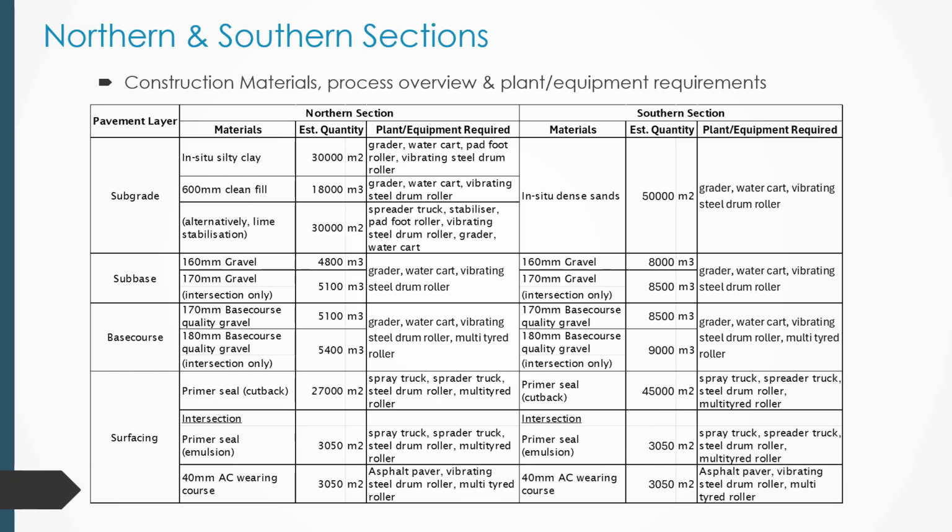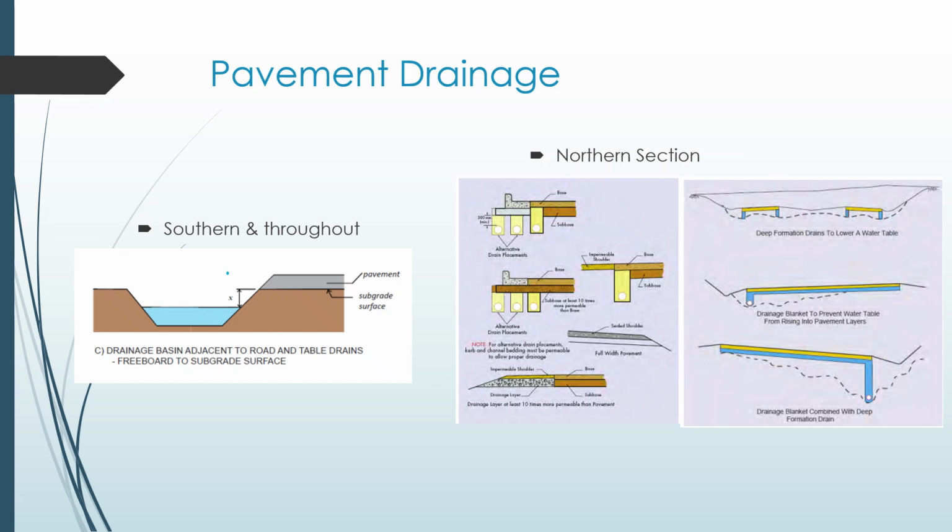So pavement drainage required throughout the project will consist of roadside open drains, similar to what's shown on the left hand side there for the southern and throughout. So an open drain with sufficient freeboard from the top of water level to the subgrade surface to help ensure there's no moisture ingress into the pavement.